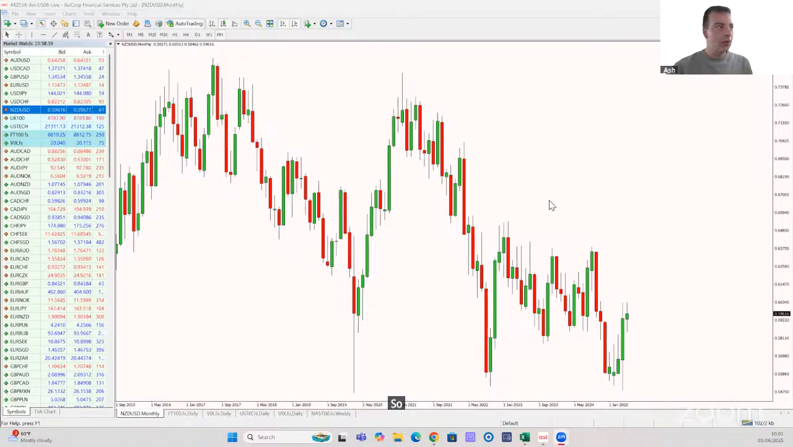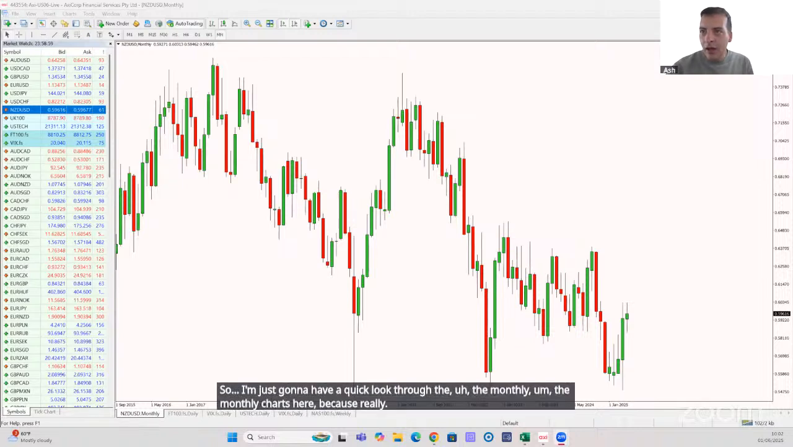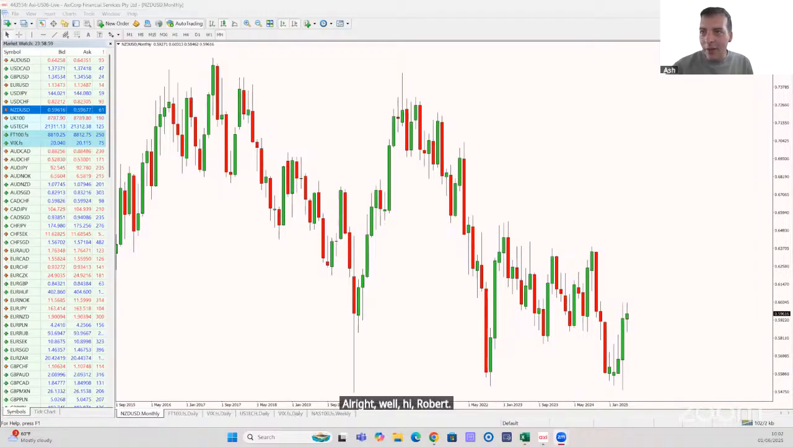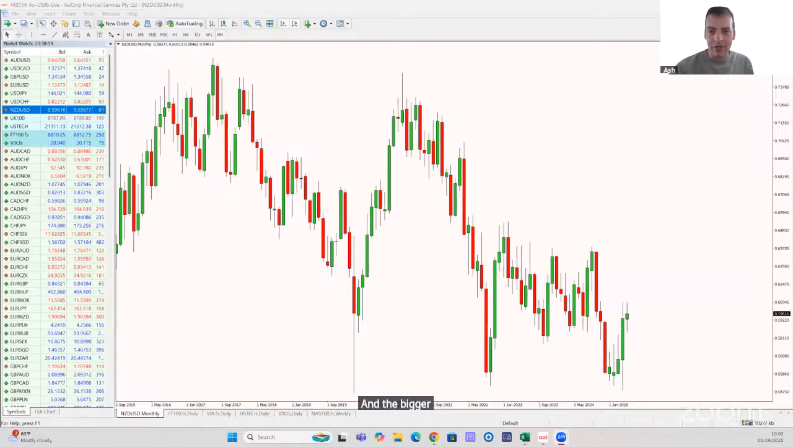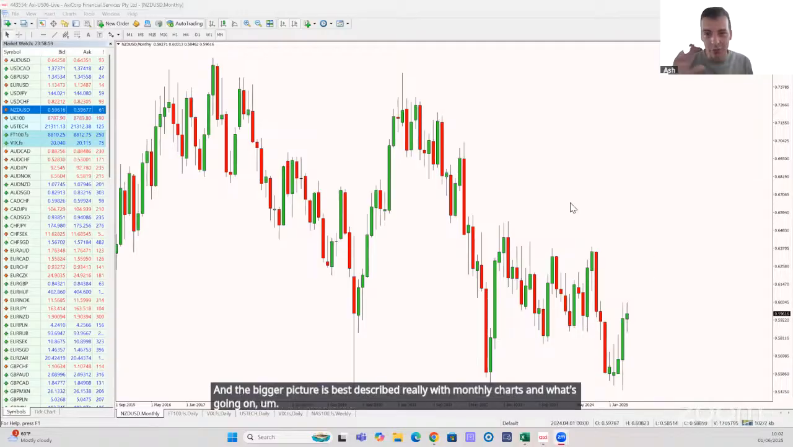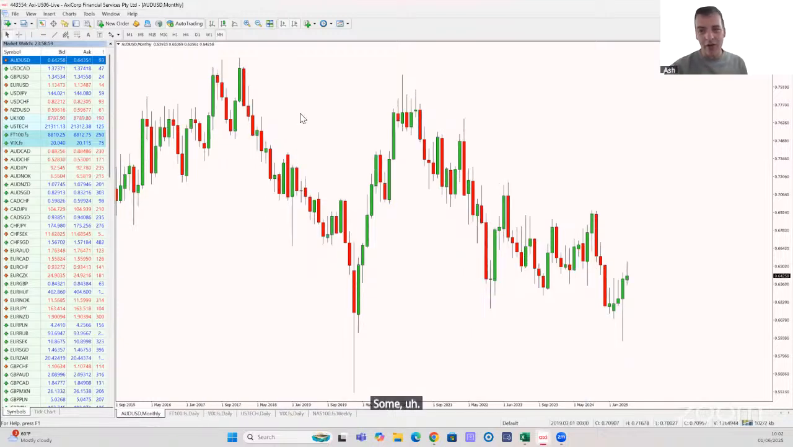So I'm just going to have a quick look through the monthly charts here because really, we want to start with the monthly when we look at anything. Whenever you look at anything with trading, you really want to see the bigger picture. The bigger picture is best described with monthly charts and what's going on, whether something's at support and resistance, and whether there might be some possibility either for a reversal or a continuation.